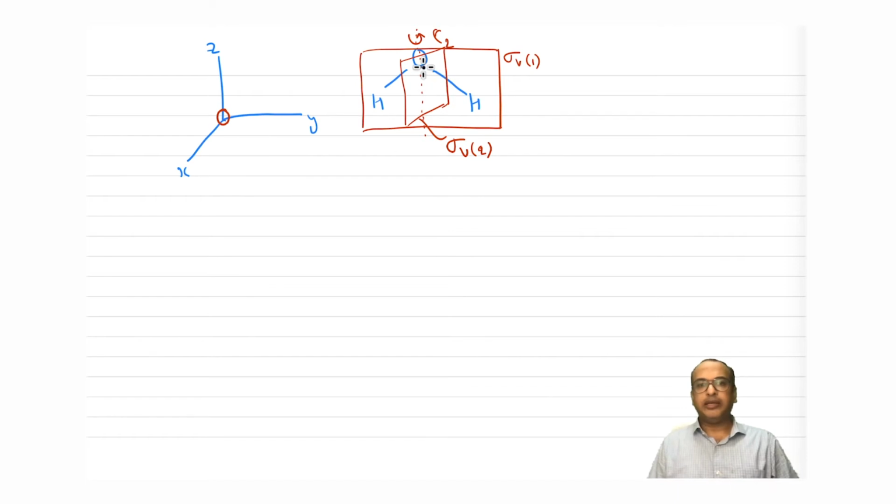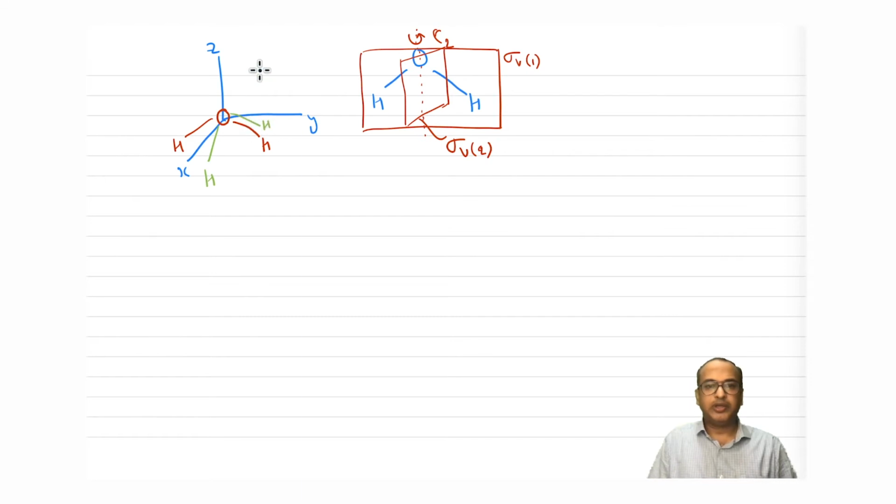Okay, and then since the C2 axis is the principal axis, that goes along the z axis, so that's how our molecule is going to be. Now, whether we define the two hydrogens in the YZ plane like this, or we define the hydrogens like this in the XZ plane.